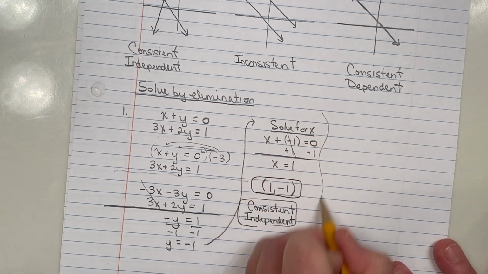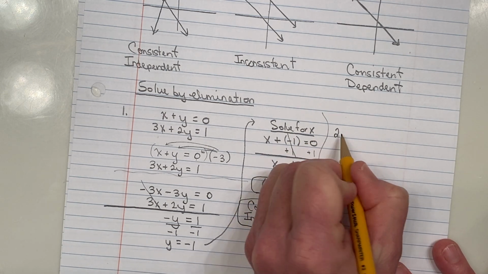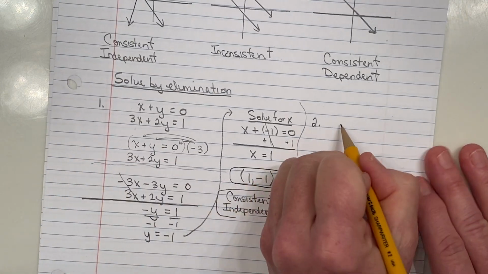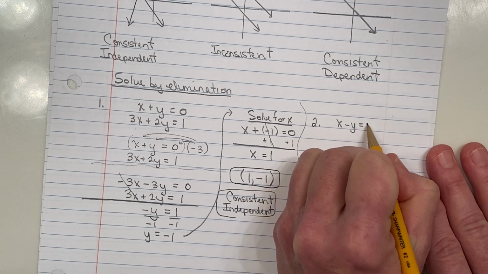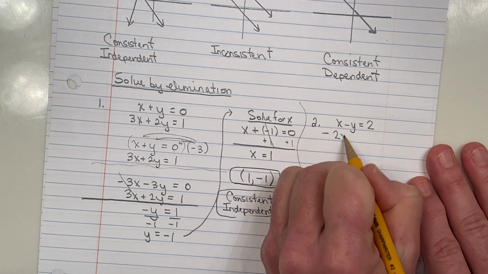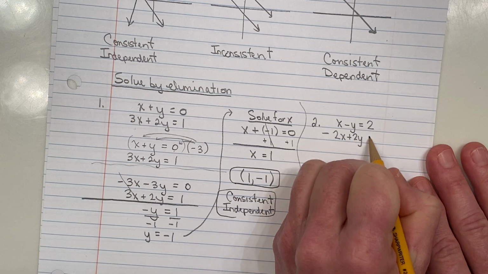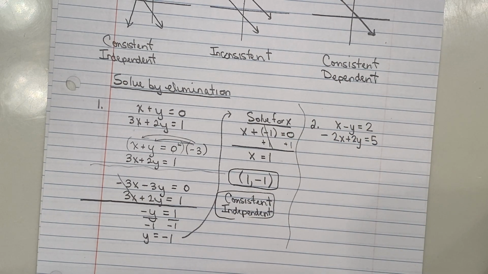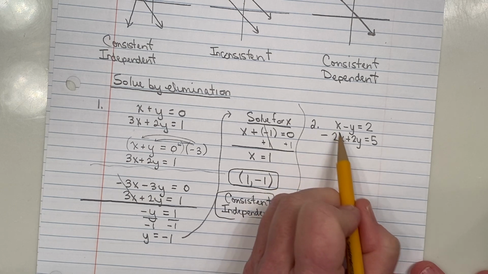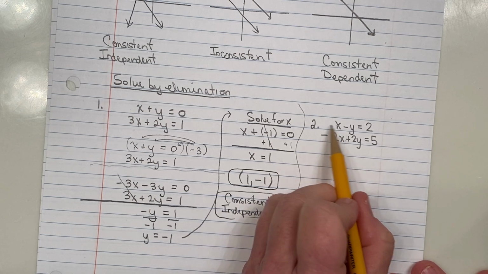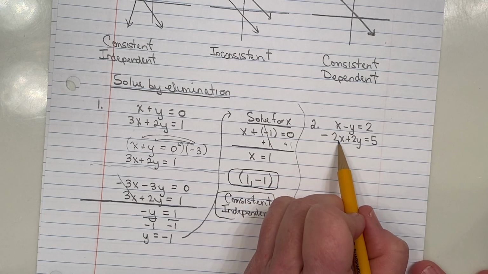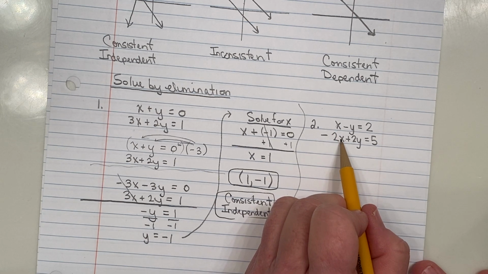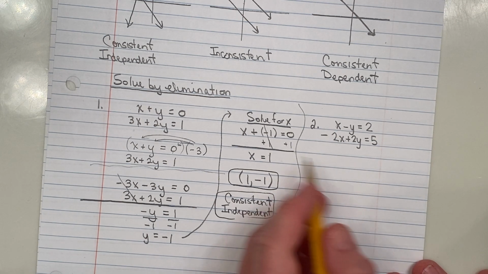Let's see if I can squeeze another example here. Number 2. So x minus y equals 2 and -2x plus 2y equals 5. If I'm using the elimination method, I'm going to eyeball the x terms. I see that if I multiplied this top equation by +2, that I could add down and my x terms would cancel. So that's going to be my approach.